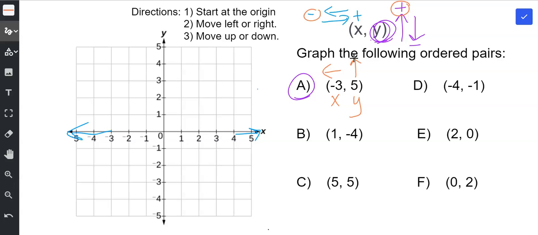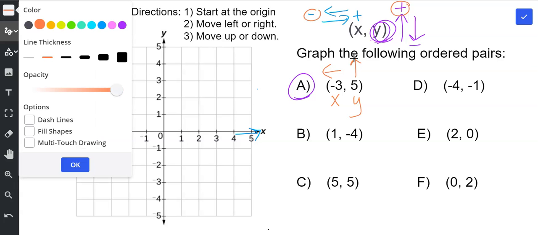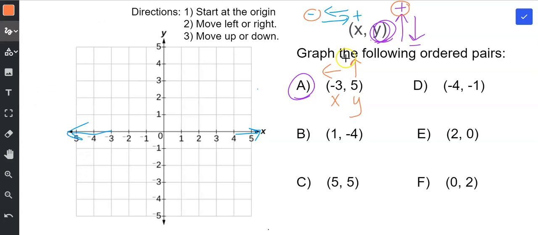Now that I've done that, I'm going to increase the thickness so it's easy to form a dot. And then I'm going to start at the origin. So the origin is here at 0, 0. And then I'm going to go to the left 3, and then I'm going to go up 5. So from the origin, I go to the left 1, 2, 3, and then I go up 1, 2, 3, 4, 5, and I plot my point.